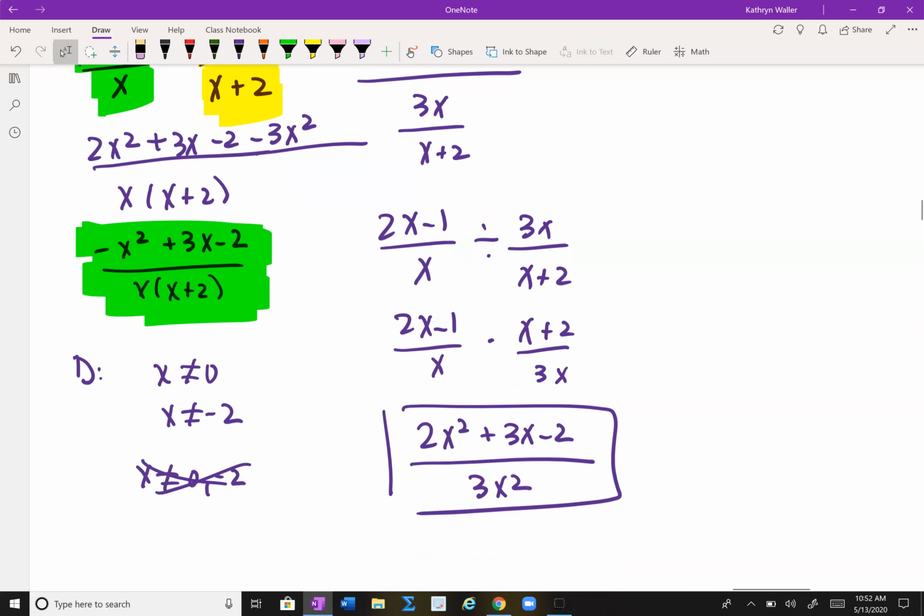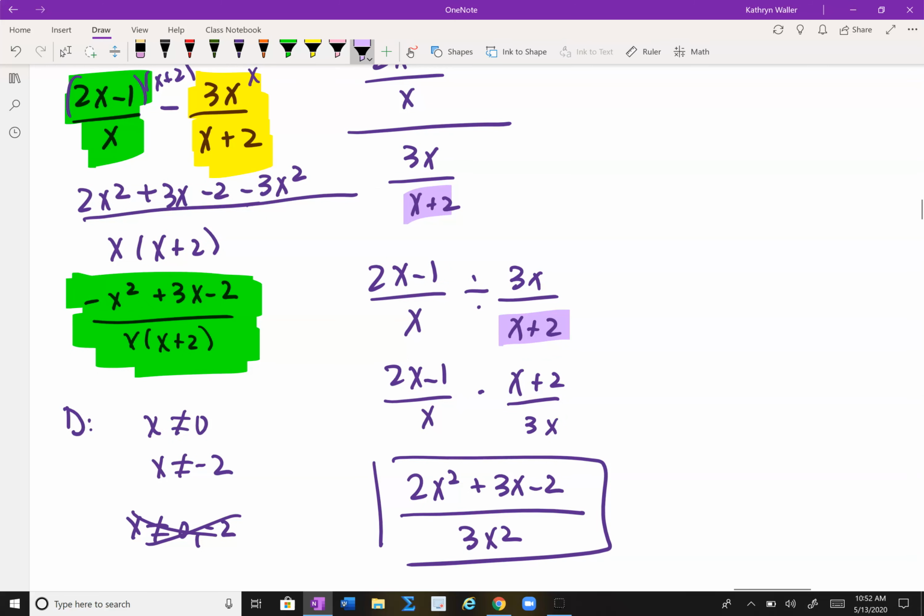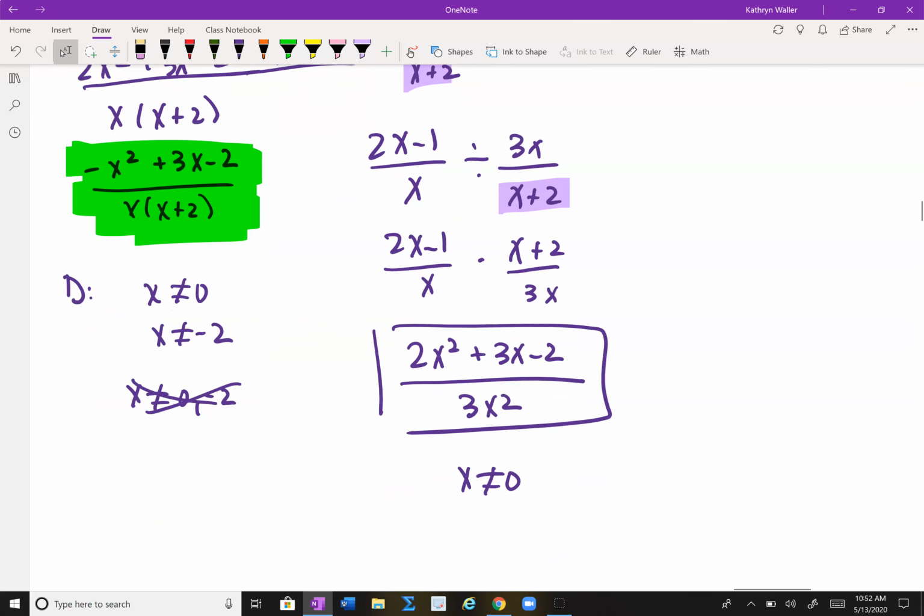This one right here, if you look at the answer, the domain restriction is x can't be 0. But you have to look throughout the whole problem. And do you see right in these places that I'm highlighting, the x plus 2 was also in the denominator.